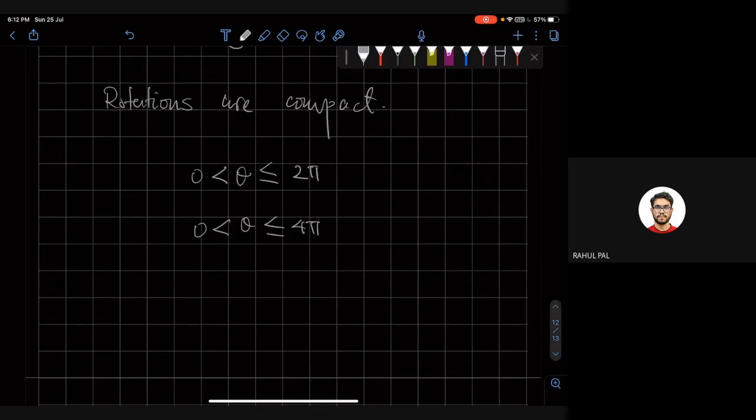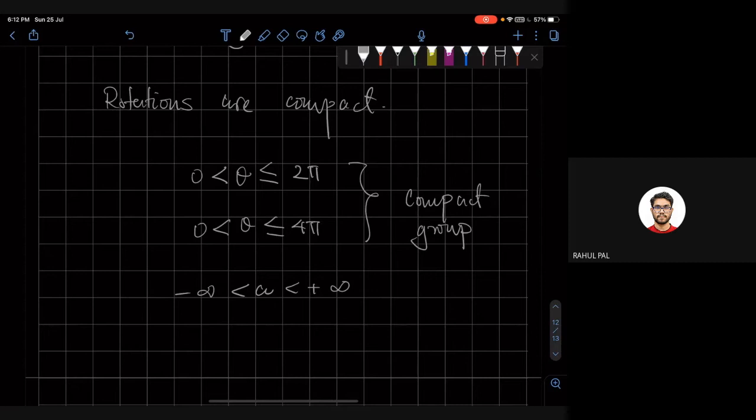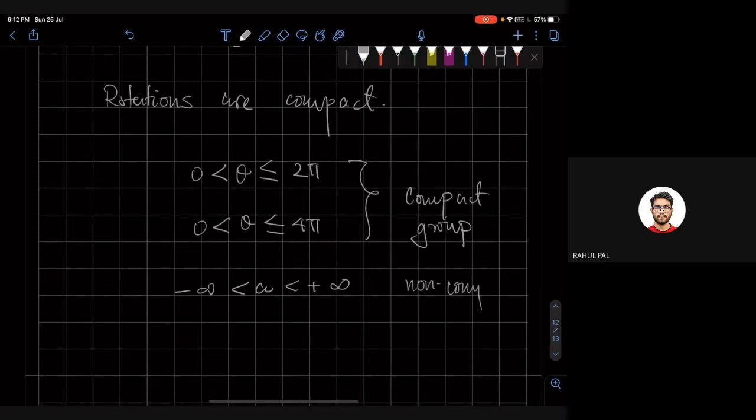But translation, for example, the translation parameter can be from minus infinity to plus infinity. So when the parameter space has a finite volume, such a space is called compact. The collection of symmetries is called a compact group. You don't have to know what a group is. It's just a collection of symmetries. But when the parameter of transformation takes values in an infinite interval, then it's a non-compact group. And the degeneracy is more related to the compact group. Okay, any questions?